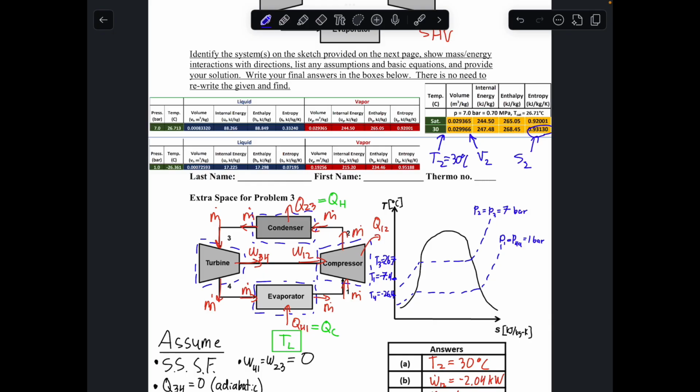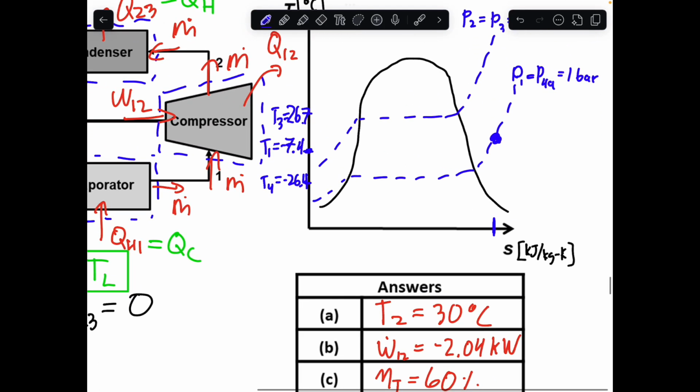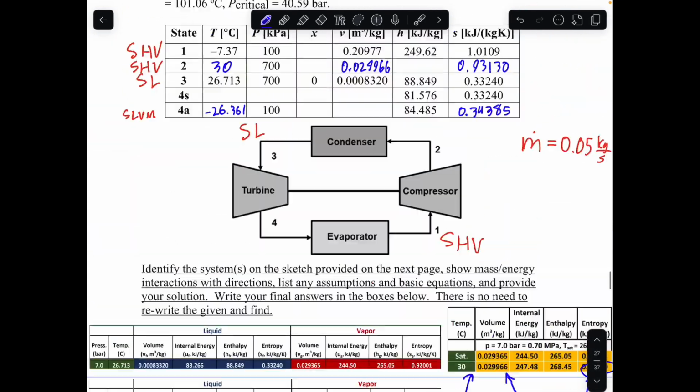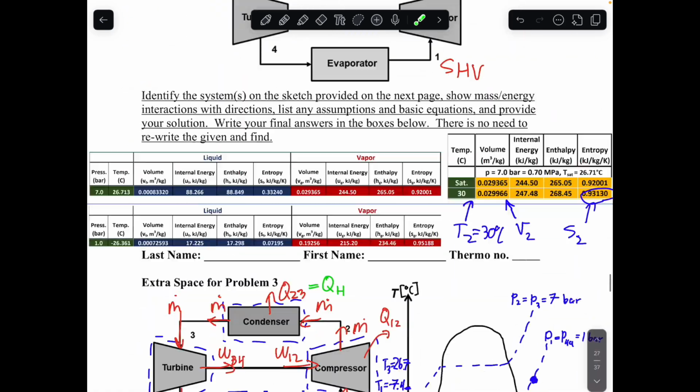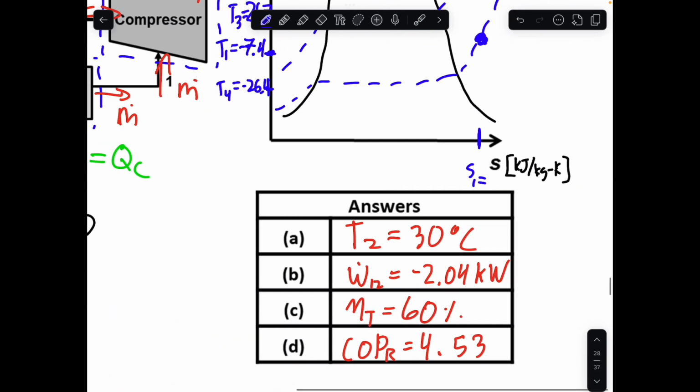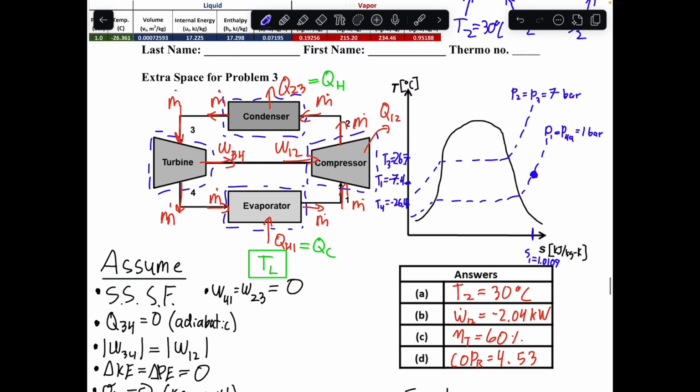And the entropy value associated with it, well, we can just basically trace this line across to plot our point somewhere right here, and then we will have an associated entropy value with it, S1. And I really don't have a lot of room here, but I will try my best. S1 is equal to 1.0109. Okay, now let's draw state 2.